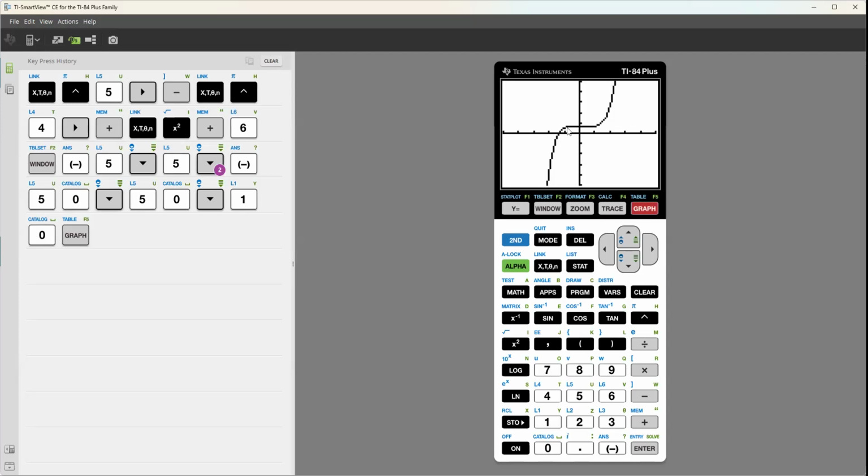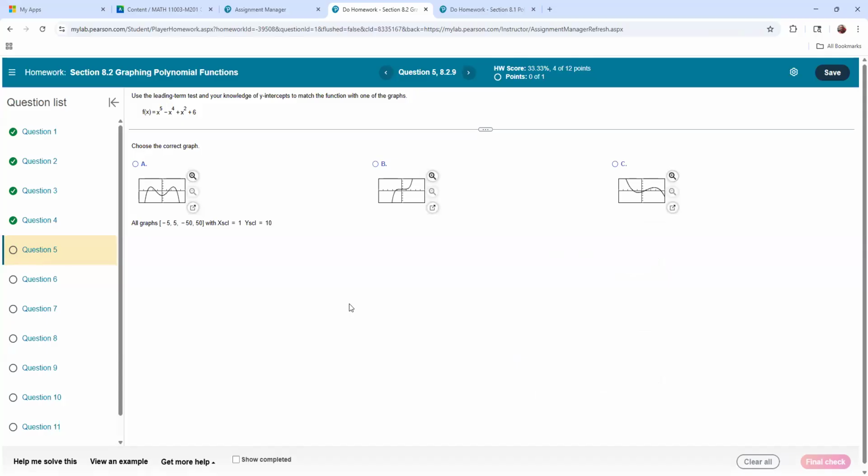And y'all, there's only one picture here that looks like it's going uphill left to right. So we would go to Math Lab. And the only one that's going uphill left to right would be B. So it had an odd degree, +1 lead coefficient. It's going to go uphill left to right.